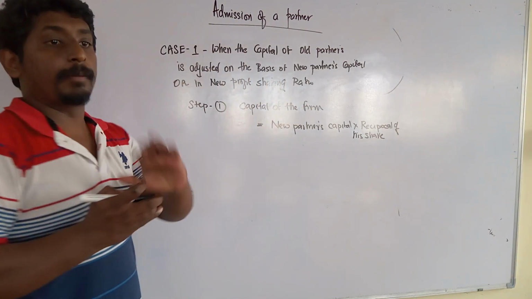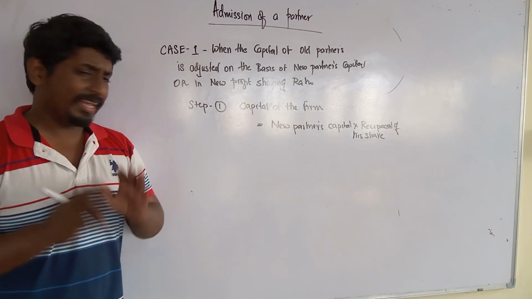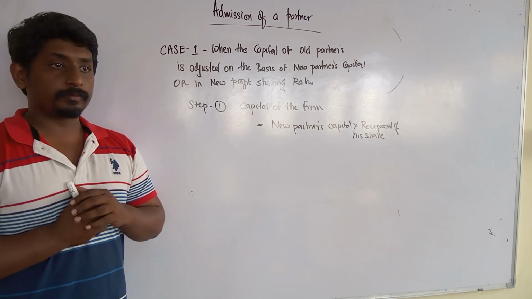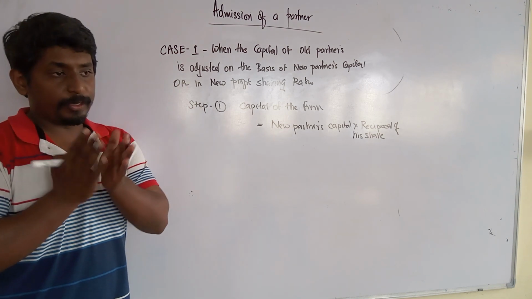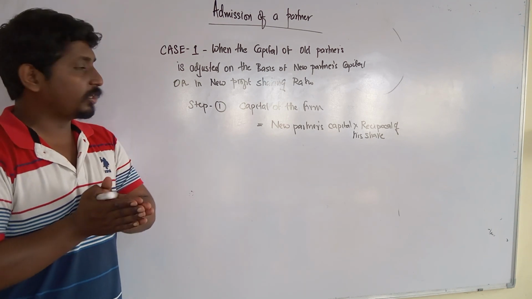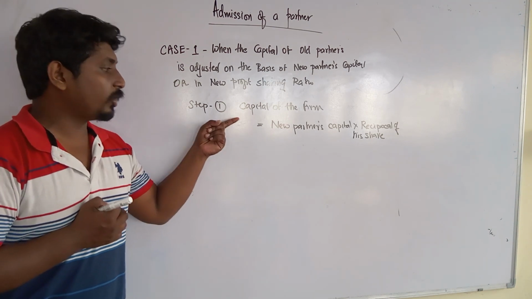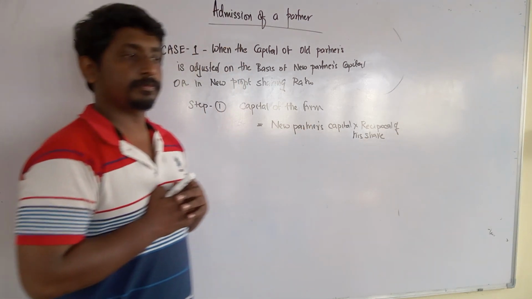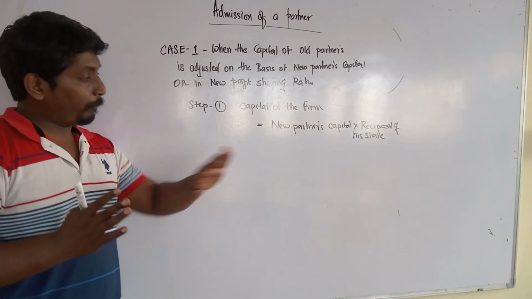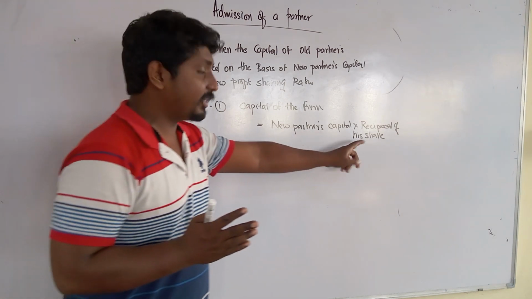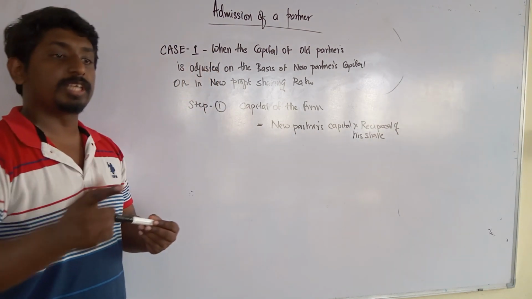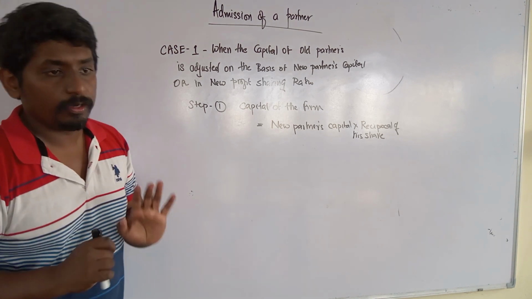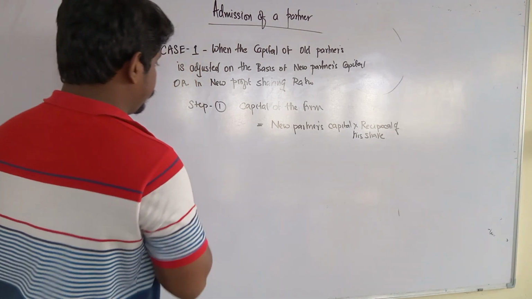Any capital adjustment problem, you always need to find out what? Capital of the firm. In this case, where the capital of the old partner is adjusted on the basis of new partner's capital, capital of the firm would be new partner's capital into reciprocal of his share. Reciprocal means inverted, turned upside down. If his share is 1/5, reciprocal would be 5/1.